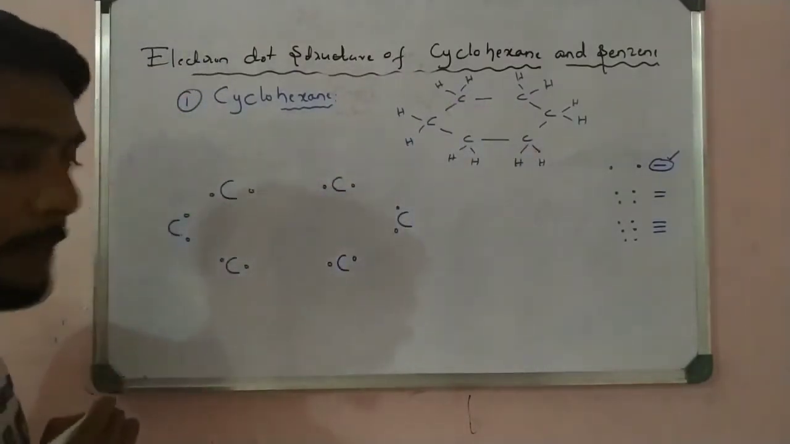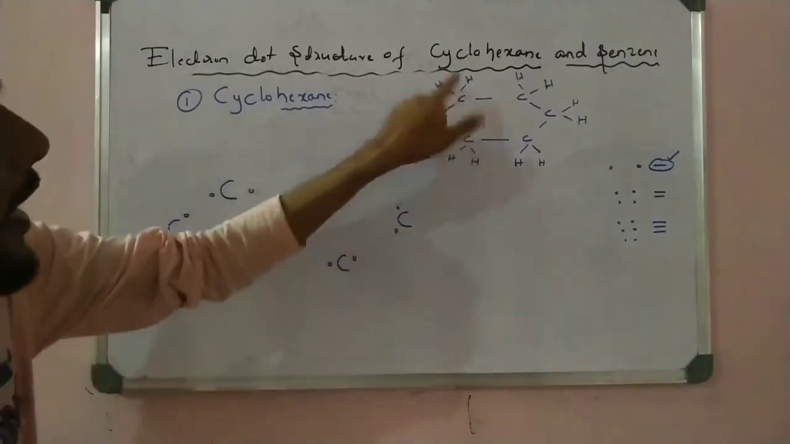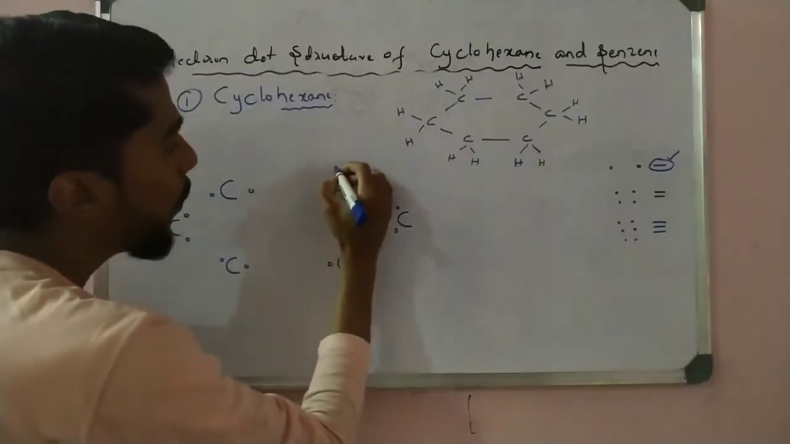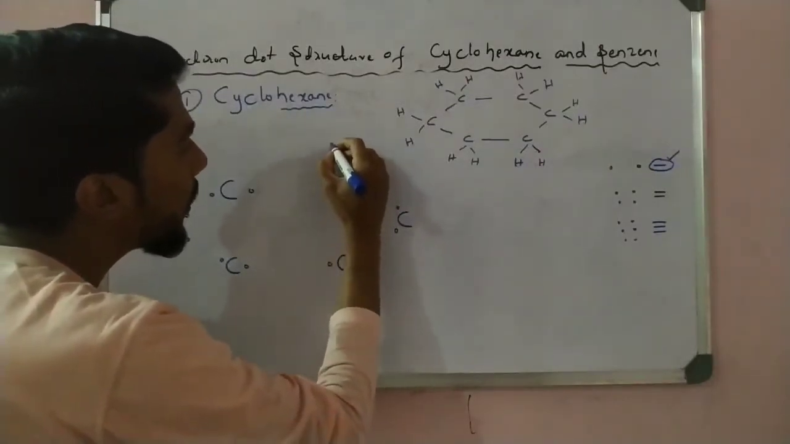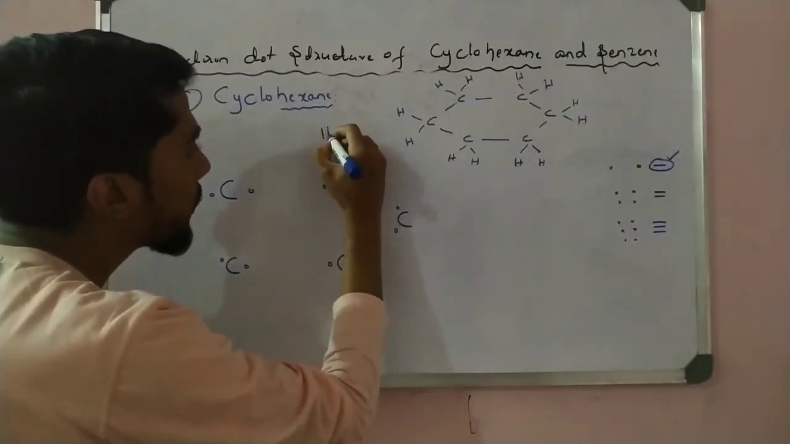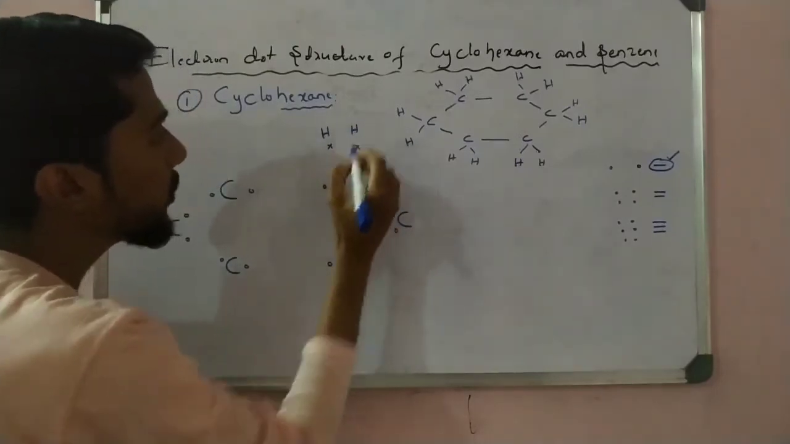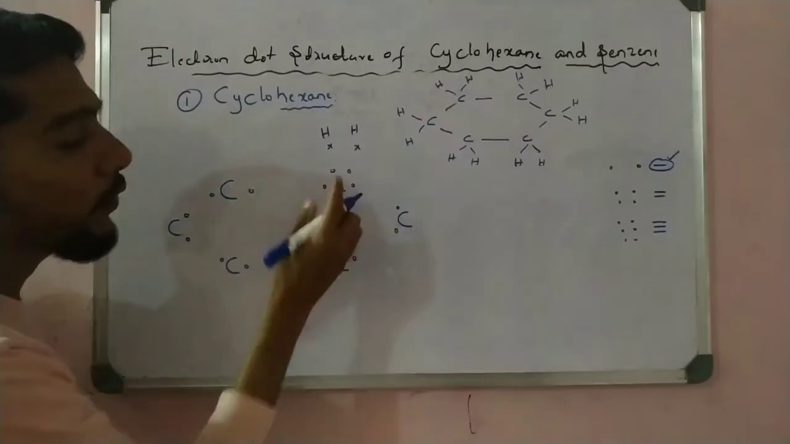This is the simple one. Now let us see hydrogen. Each carbon has 2 hydrogens. So 1 electron is shared with 1 hydrogen and another electron is shared with the second hydrogen. See here, carbon has 4 valency, 1 2 3 4, right?